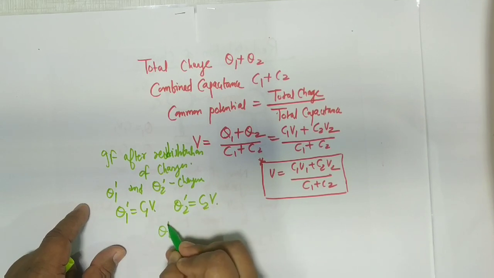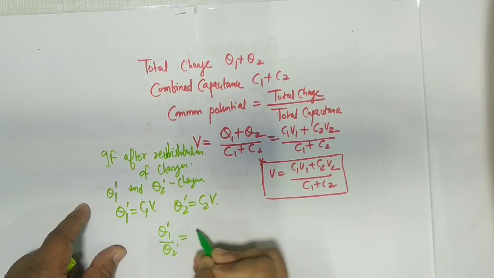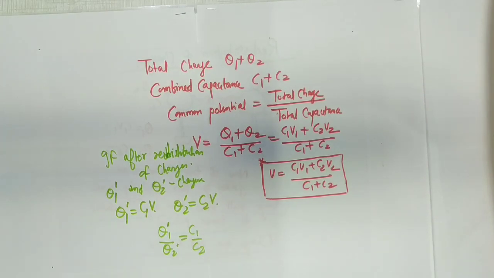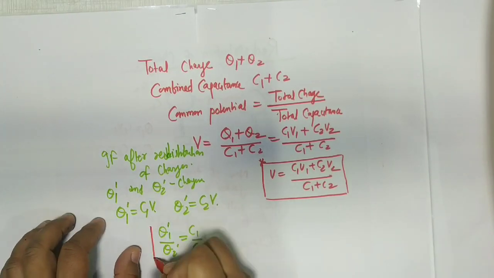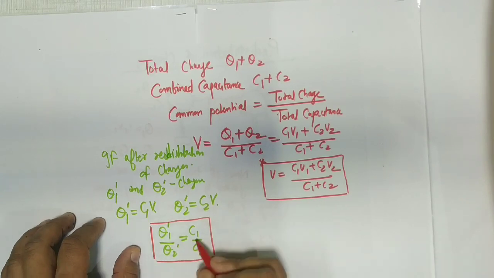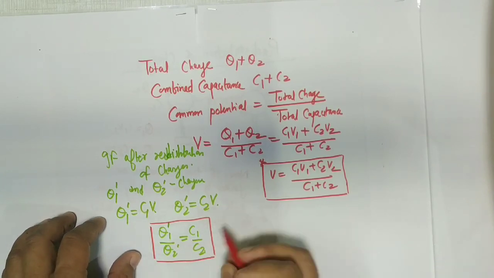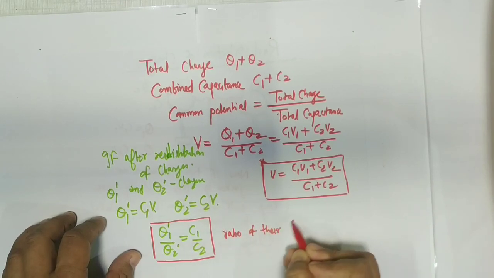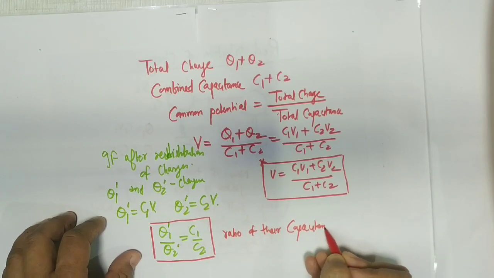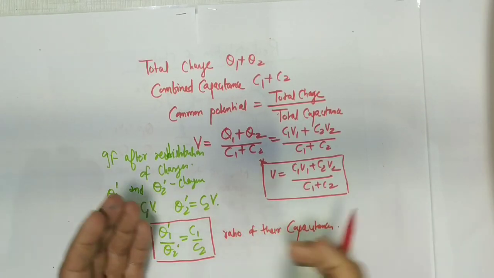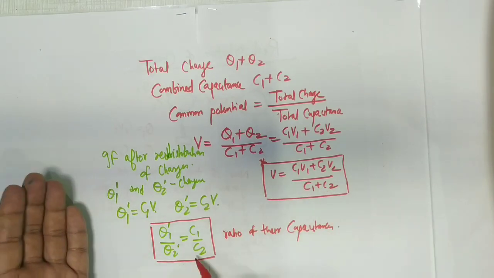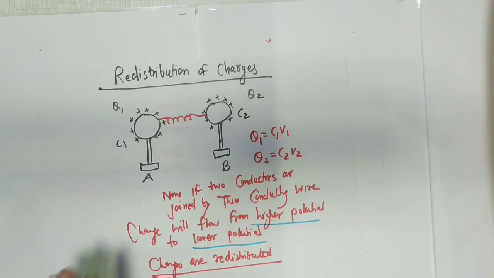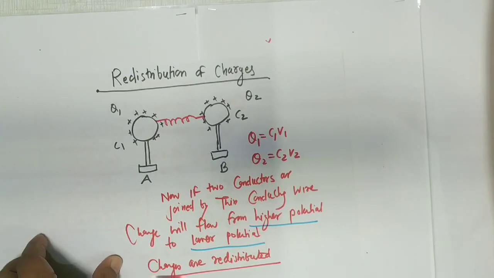So we can get the ratio Q1 dash by Q2 dash equal to C1 by C2. This is very important: the charges are in the ratio of their capacitances. So this is the sharing of charges, redistribution of charges. When you connect them, you get a common potential and their charges are in the ratio of their capacitances. Redistribution of charges is this, when you connect two insulated conductors by a wire.